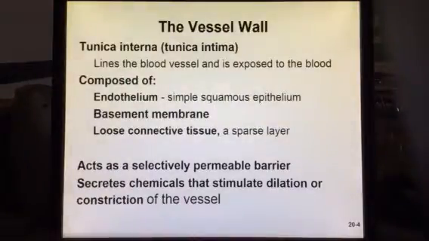So the vessel wall of all blood vessels, here comes those layers. The tunica interna is the lining of the blood vessel. That layer is what is exposed to the blood. It's composed of simple squamous epithelium. It also has a basement membrane of loose connective tissue, and that is what makes up that layer. It is a selectively permeable barrier. It helps decide what should be absorbed or what should not be. Okay, so it does secrete chemicals as well that can stimulate dilation or constriction, so the vessel getting larger or smaller.